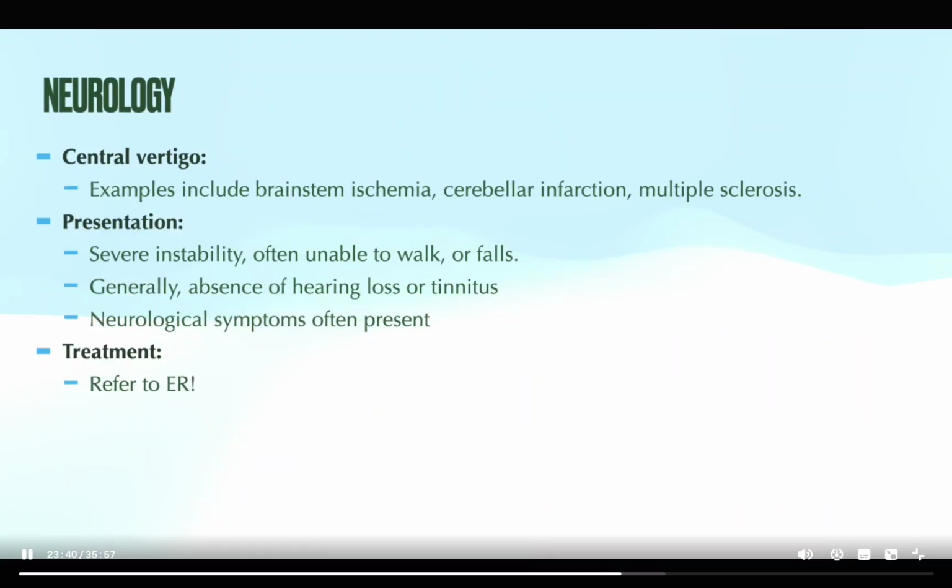Now compare this to central vertigo, which we said involves the central nervous system. So this can occur from either brainstem ischemia or cerebellar infarction. Multiple sclerosis is also a cause for this central vertigo. The nystagmus that's associated with central vertigo can reverse direction. It can also be purely vertical or purely torsional. Huge red flag. Also, these patients seem to have severe instability. There are neurological symptoms present, and so definitely very symptomatic patients. They need to be referred and managed in the ER.